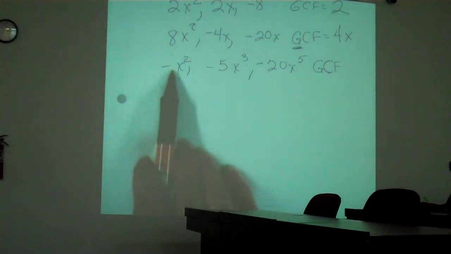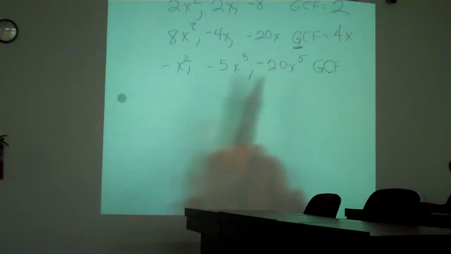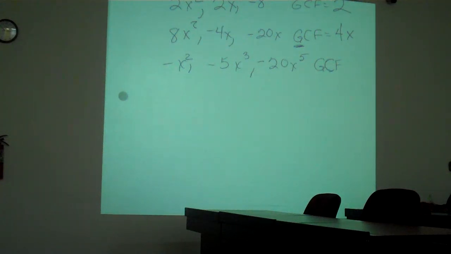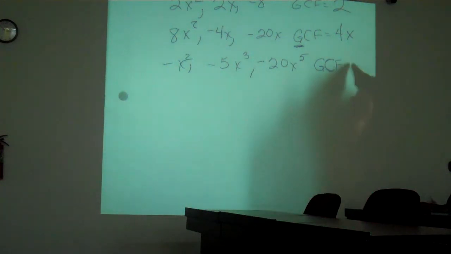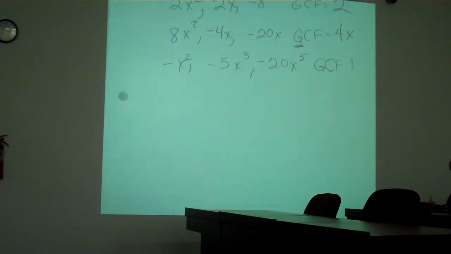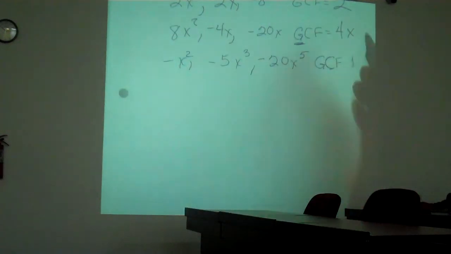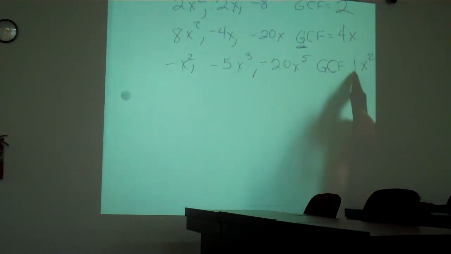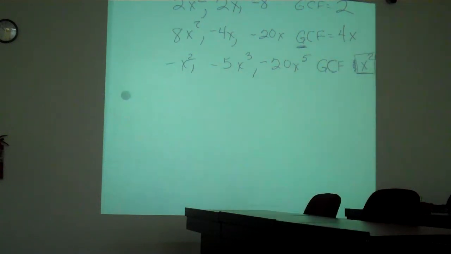We have a 1 here, 1, 5, and 20. So just 1 really, right? What about the x's? 2, 3, and 5. The smallest is x squared. If you have something here like x squared, you don't have to put a 1 here, okay? If it didn't have anything else, you would put the 1, but the greatest common factor here is just x squared.